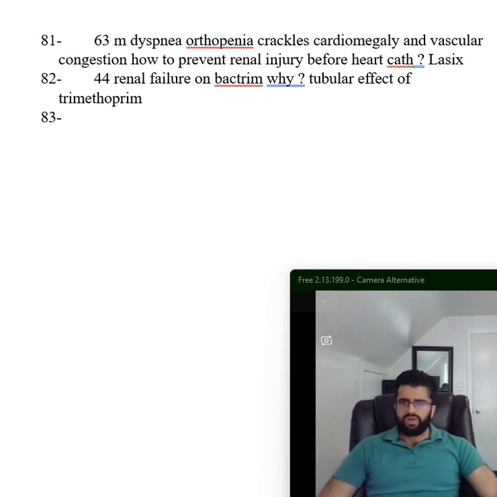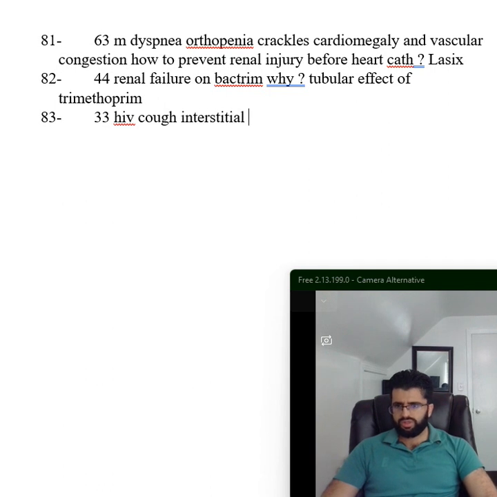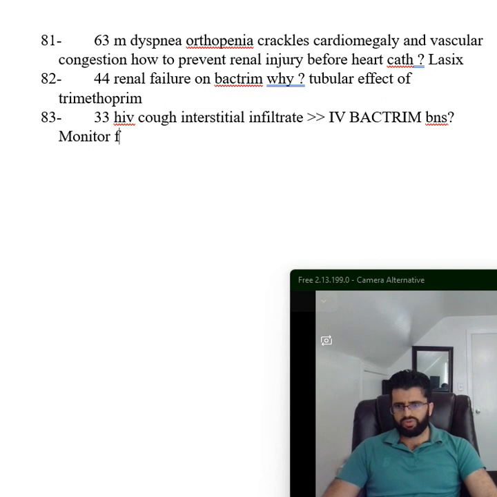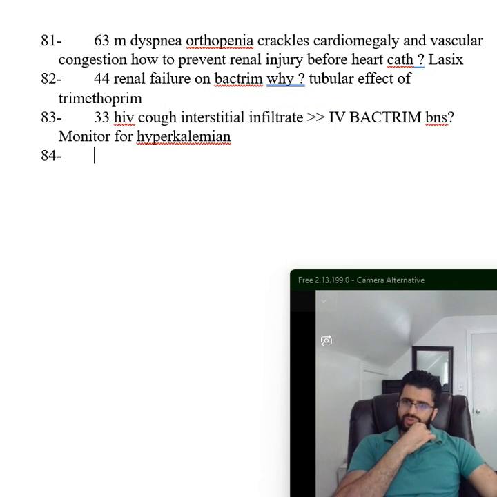Now you have a patient who has a productive cough and interstitial nephritis. A 33-year-old with HIV, cough, and there's an interstitial infiltrate. So what do you treat this patient with? You treat with IV trimethoprim-sulfamethoxazole, IV Bactrim. So what do you need to monitor? Monitor for hyperkalemia, because this is one of the side effects. Somebody on IV Bactrim can develop hyperkalemia.